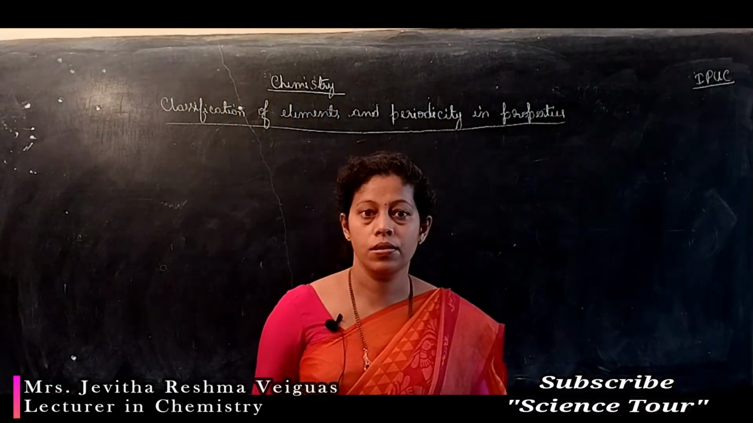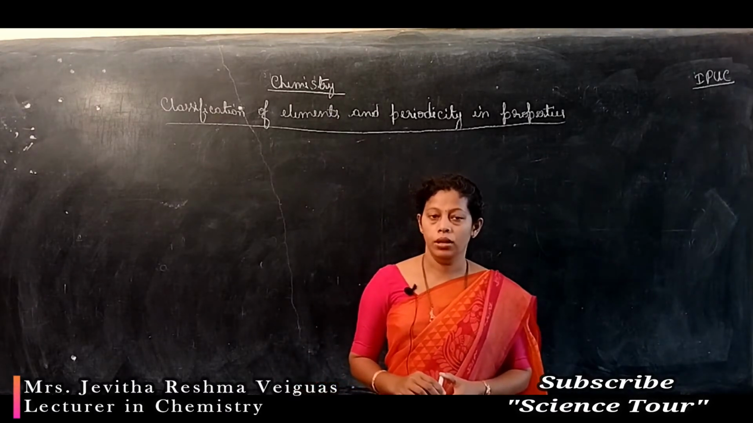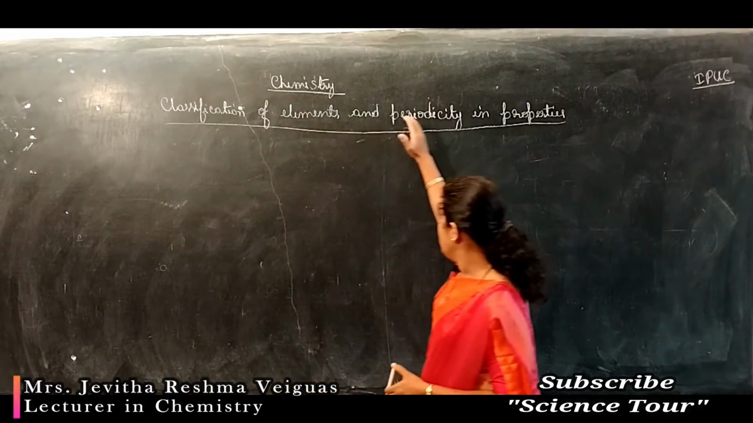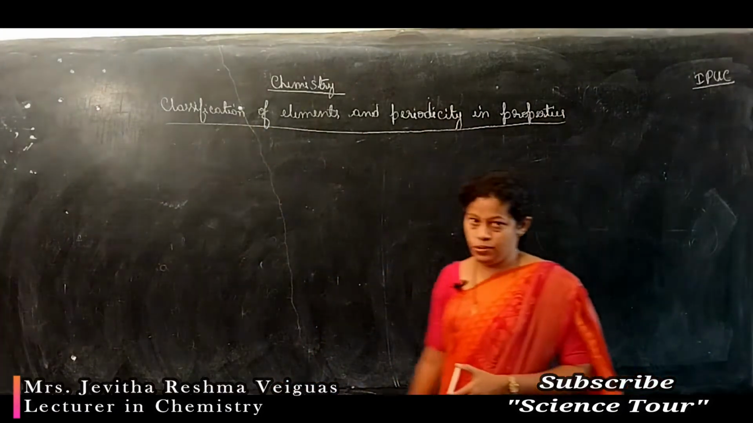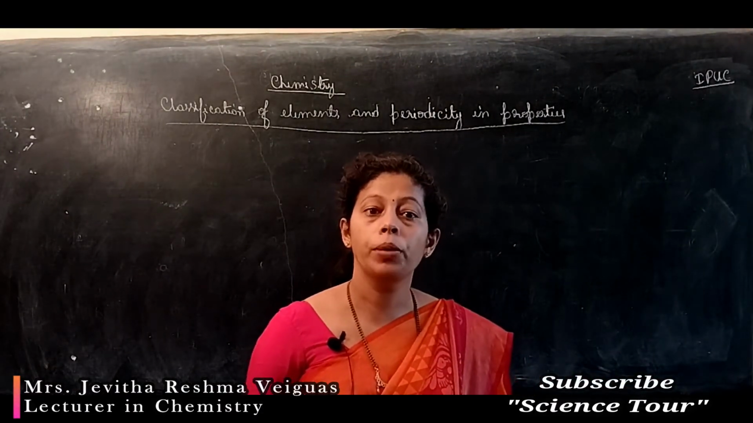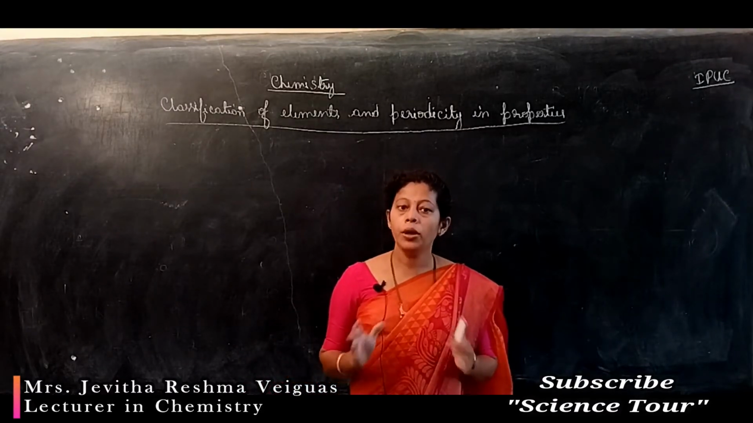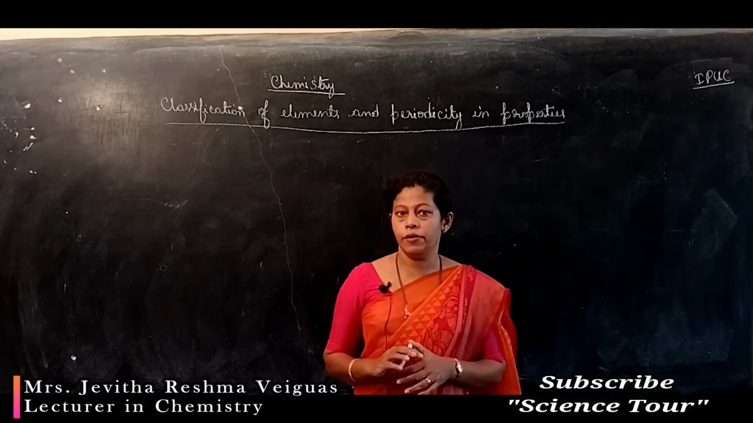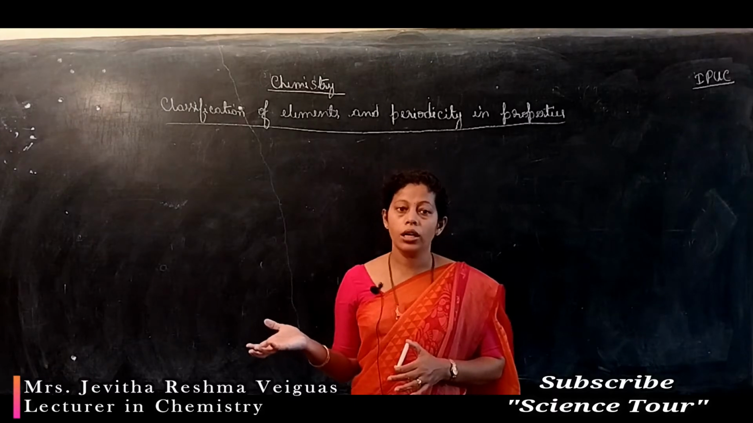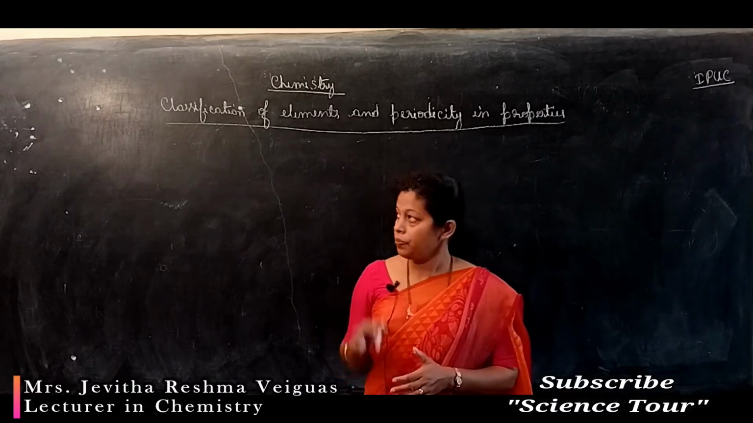Welcome to chemistry classes. Today we are going to discuss a new chapter in chemistry, that is classification of elements and periodicity in properties. In this chapter we are going to study the periodic table and periodic properties. The periodic table is a systematic classification of elements which occur naturally, and some man-made elements.